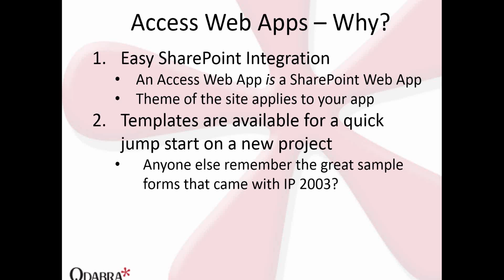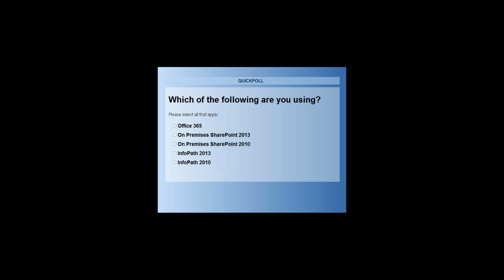Access has templates available for kind of a quick jump start on a new project. And I don't know if anybody else remembers the sample forms that came with InfoPath 2003. I do. I really enjoyed those, and they made development easier because you had a sense of what could be done. And most of us, when we are presented with something new, we do not understand what all we can do with it, especially if it's at all rich or multi-leveled. And so by having templates, it opens up the doors for you to quickly and easily experiment with these. You can get a good sense of what's going on.